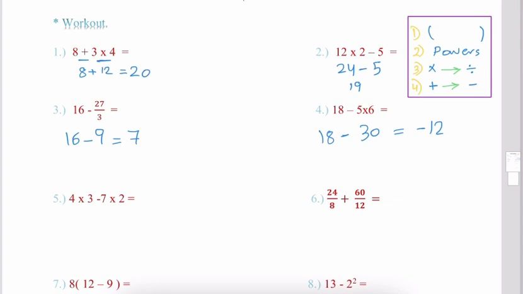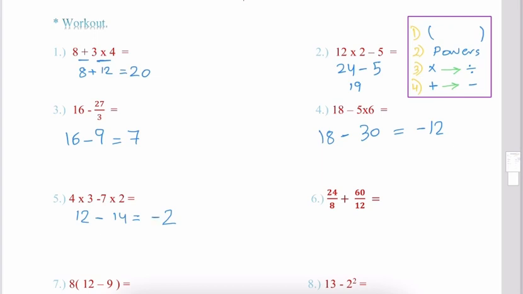Question 5. 4 times 3 minus 7 times 2. I have two multiplication operations and I have a subtraction operation. I would start from left to right multiplying. 4 times 3, this is 12, minus 7 times 2, this is 14. Now, 12 minus 14, positive 12 and negative 14, two numbers with different signs, so I would definitely subtract. The answer is 2. And do not forget again to write the sign in front of the bigger number, which is negative 2.